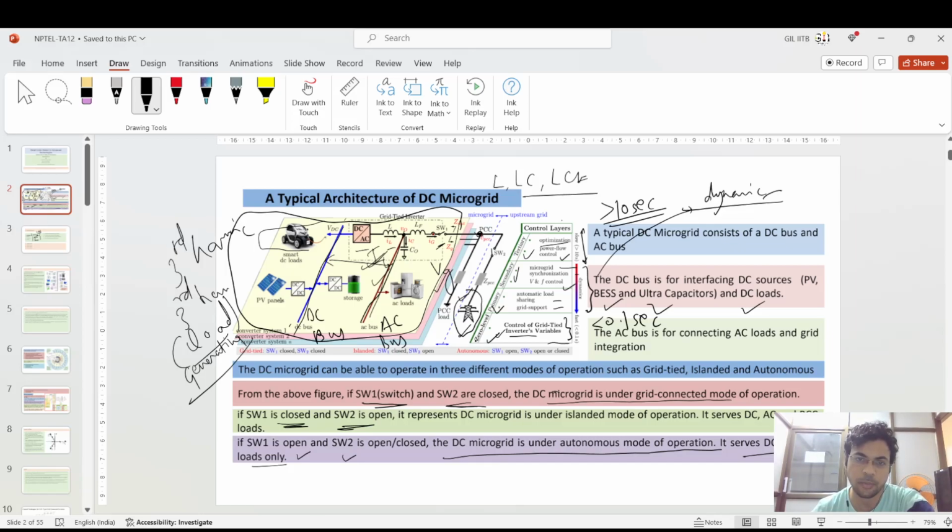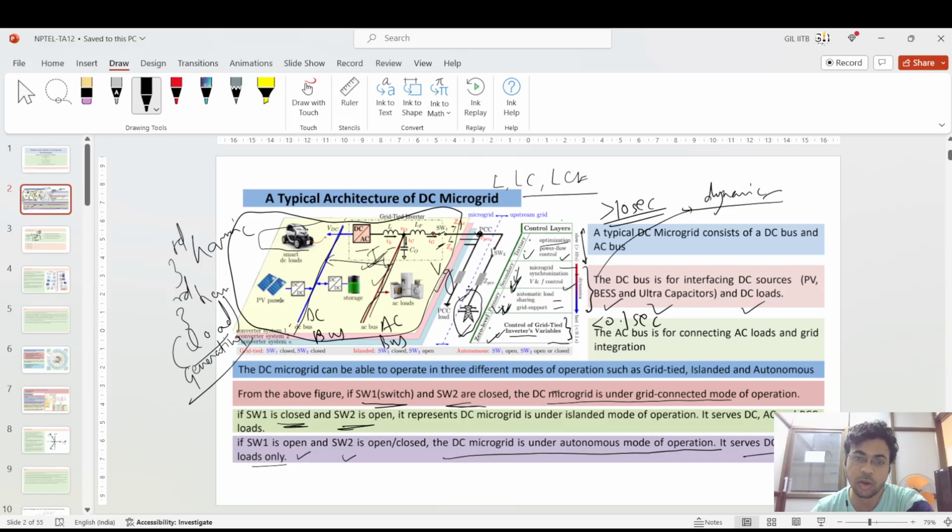This is one kind of control feature. Third is the grid support. Grid support is such that if you are generating extra power beyond your limit of the loads, this extra power should be fed to the grid, but you cannot feed it directly to the grid. You must have certain control features in between, so that you send the power based upon the power quality and all. You must have the control features that come under the primary control features.